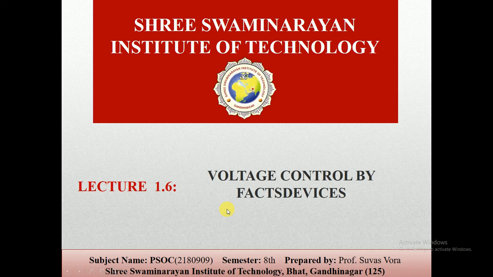Now today's topic is voltage control by the FACTS devices. We have already seen the static VAR compensator. Now the next topic is the thyristor controlled series compensator. The thyristor controlled series compensator is nothing but a capacitive reactance compensator, which has a series capacitor bank connected in parallel with the thyristor controlled reactors, used to get a smoothly variable series capacitor reactance.